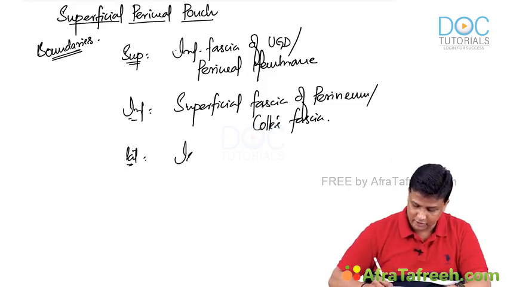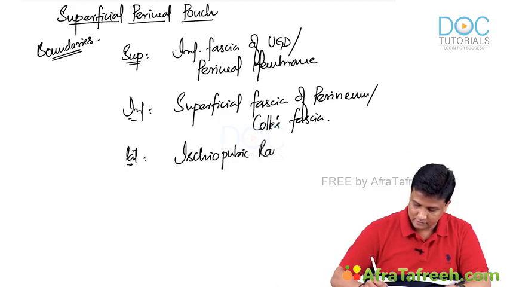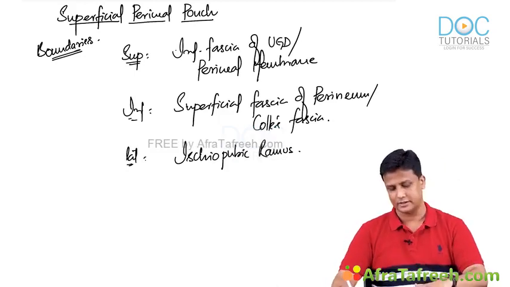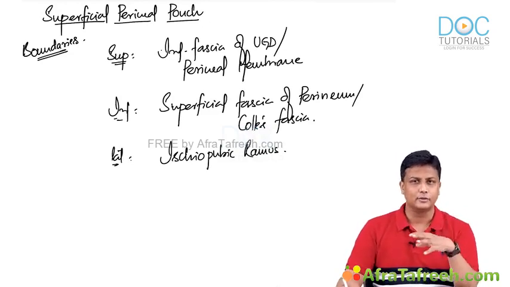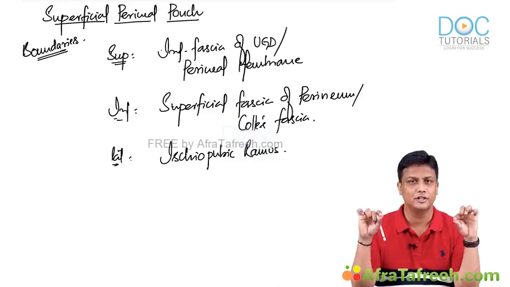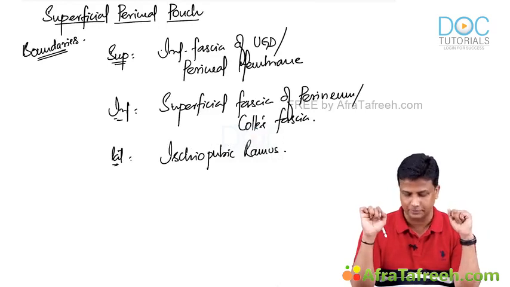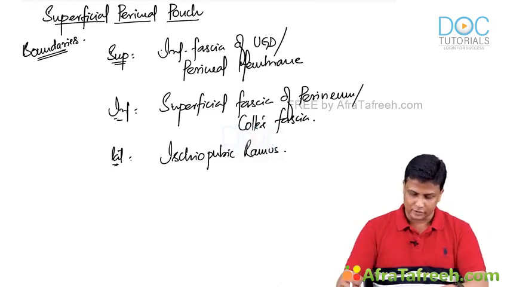Laterally you'll be having the ischiopubic ramus. Ischiopubic ramus there. So that will be the boundaries of the superficial perineal pouch. As I said, you don't worry about the anterior and posterior. It's all about the fusion of the fascia there. The fascia is coming and fusing with this one. So you don't have to worry about the anterior and posterior.